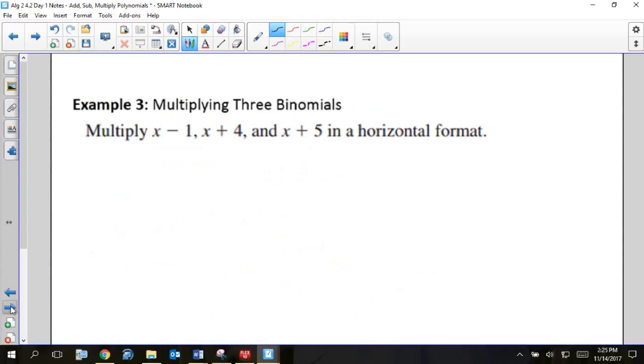Now our next section is multiplying 3 binomials. Before we multiply 3 binomials, I'm going to give you something really easy.